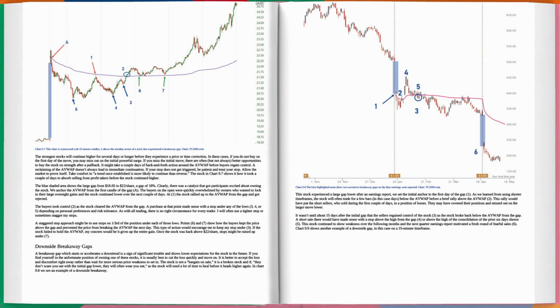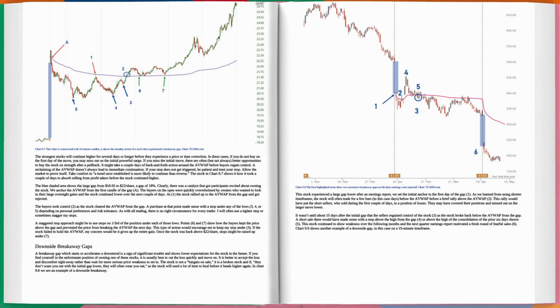The stock in chart 9.7 shows how it took a couple of days to absorb selling from profit takers before the stock continued higher. The blue shaded area shows the large gap from $18.65 to $22 per share, a gap of 18%. Clearly, there was a catalyst that got participants excited about owning the stock. We anchor the AVWAP from the first candle of the gap, A. The buyers on the open were quickly overwhelmed by owners who wanted to lock in their large overnight gains, and the stock continued lower over the next couple of days.